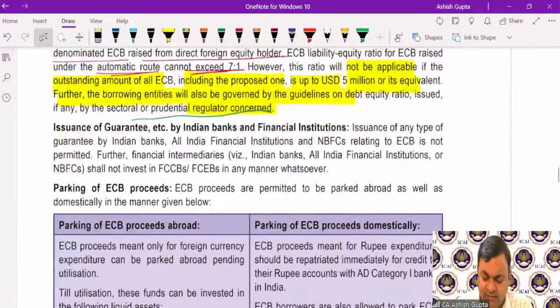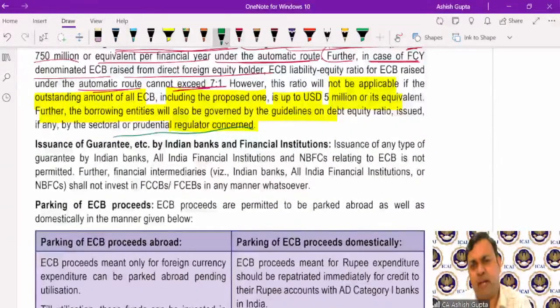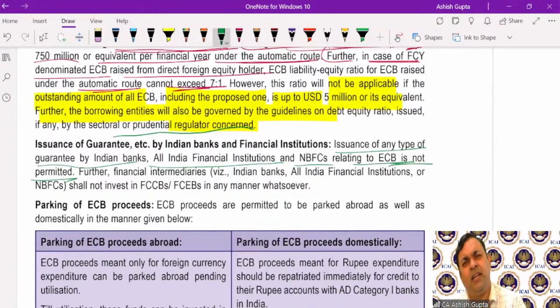Issuance of guarantee, etc. by banks and FIs. If an Indian bank wants to issue any type of guarantee, issuance of any type of guarantee by Indian banks, all India financial institutions, and NBFCs relating to ECB is not permitted. The law is clearly specific, right? While framing the guidelines of ECB, they mentioned that banks should not do this.